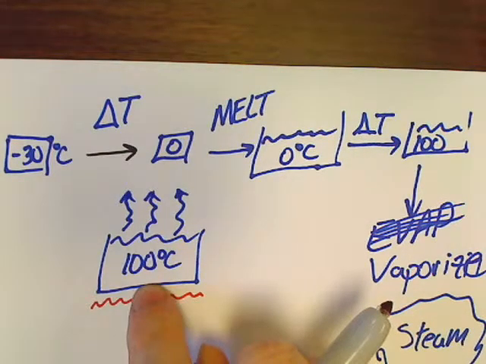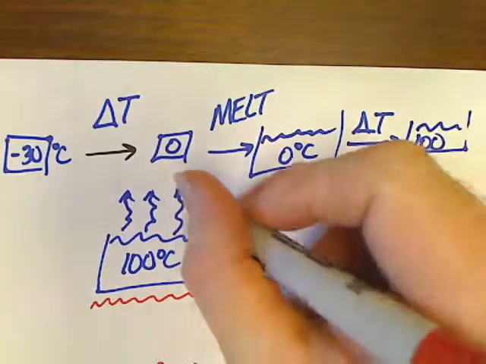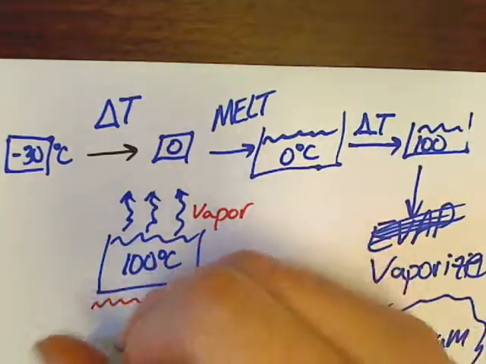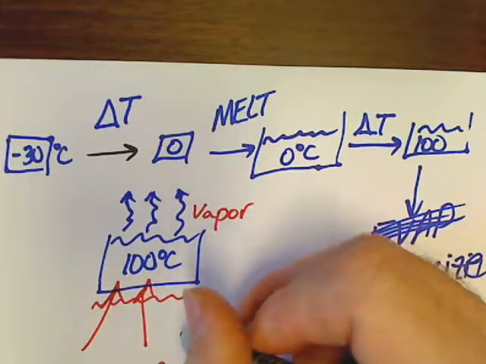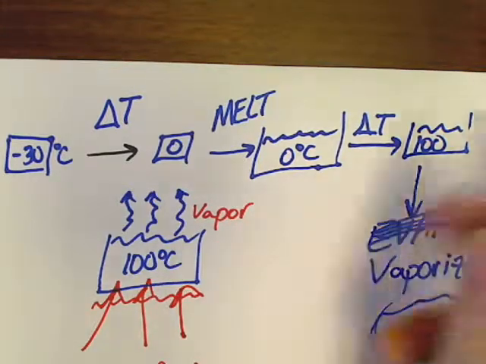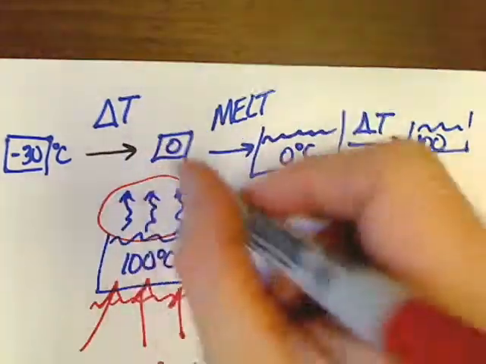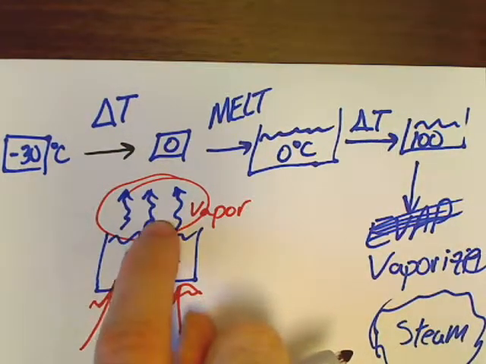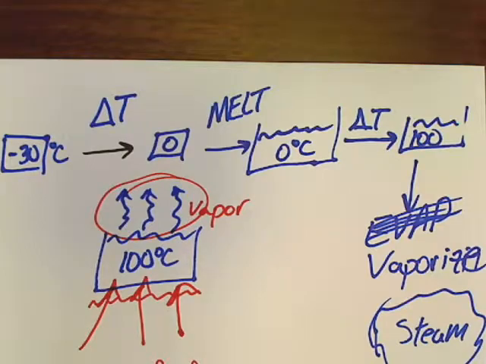Because once the water hits 100 degrees, you begin to create this vapor. And when you create that vapor, every bit of the energy that you put into that water goes into this. We call it a phase change.